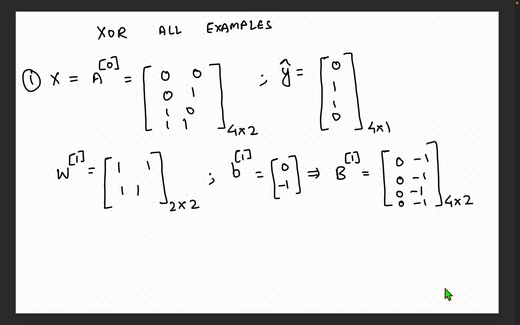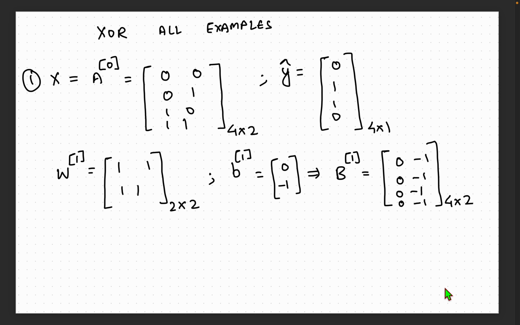Okay. So let's try to work this out a bit more slowly. We have the input X as 4 cross 2, right? Each row in this matrix denotes a different input of the XOR examples. It is 0, 0, 0, 1, 1, 0, and 1, 1. And then on the Y, we have the corresponding outputs, which are 0, 1, 1, 0, right?